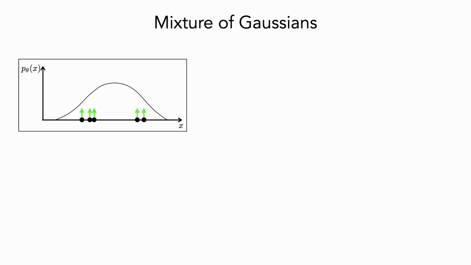Okay, so what is the probability interpretation of a VAE? Now we're going to take a step back and talk about mixtures of Gaussians, because it turns out variational autoencoders are fitting a mixture of Gaussians to a data distribution. So what is a mixture of Gaussians? Well, we've seen Gaussians, right?